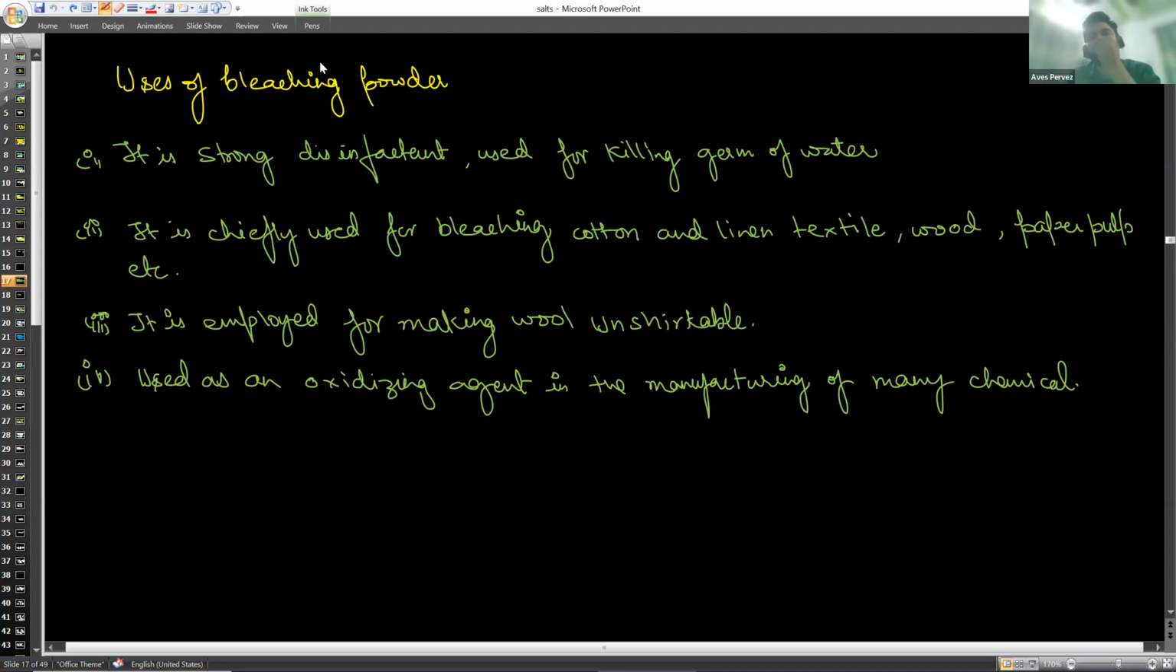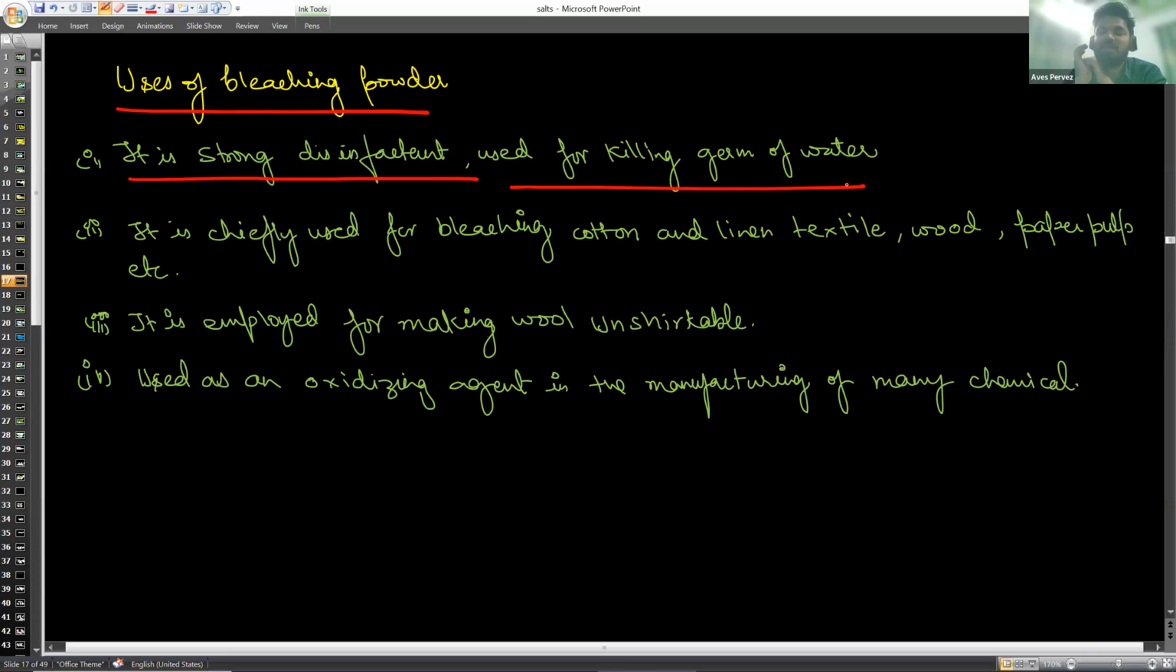Okay. So should I move forward today? Will you be able to please note it? Please take the screenshot of this one. Very, very important. Bleaching powder is used as a strong disinfectant for killing germs of water. This is the most important and many times being asked as a question. Yes, I have taken the screenshot.